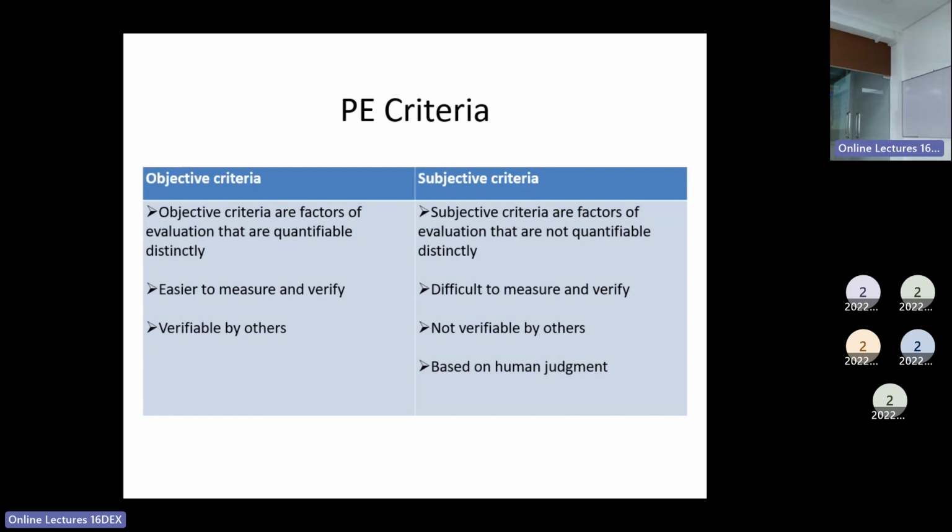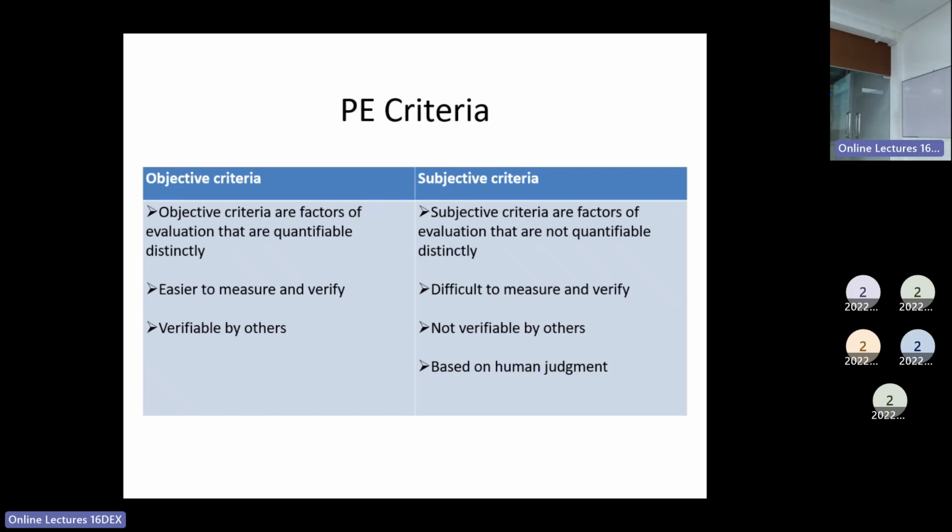For example, the number of units produced by a production employee. If you want to measure the performance of a production employee, you can use the number of units produced: how many units produced during a particular period of time, per day, per week, per month, etc. Based on that, you can measure. So the number of units produced is an objective criterion. You can count it, you can quantify it. So the evaluation of one evaluator can be verified by the evaluation of another.